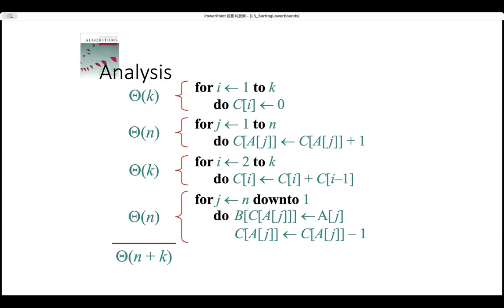Where n represents the number of numbers in the input sequence, and k represents the range of values that you would like to sort.